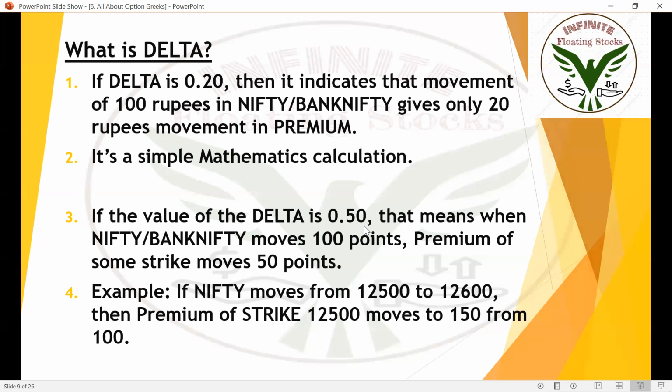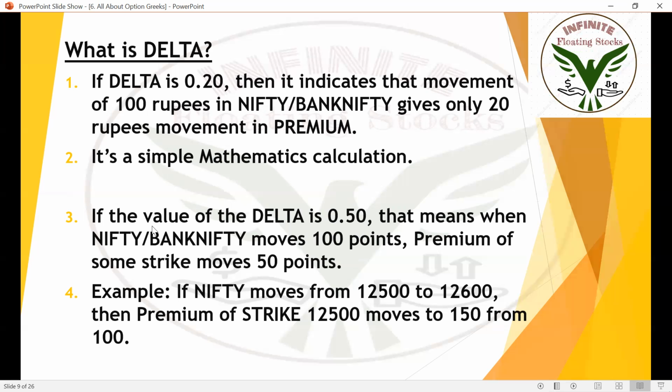If the value of delta is 0.50, that means when Nifty or Bank Nifty moves 100 points, the premium of some strike moves 50 points. Why 50 points? Because delta is 0.50 here. In our first example, the premium moves only 20 points. Why? Because delta is 0.20. When delta is 0.20, the premium moves only 20 points when Nifty moves 100 points. When delta is 0.50, the premium moves 50 points when Nifty moves 100 points.